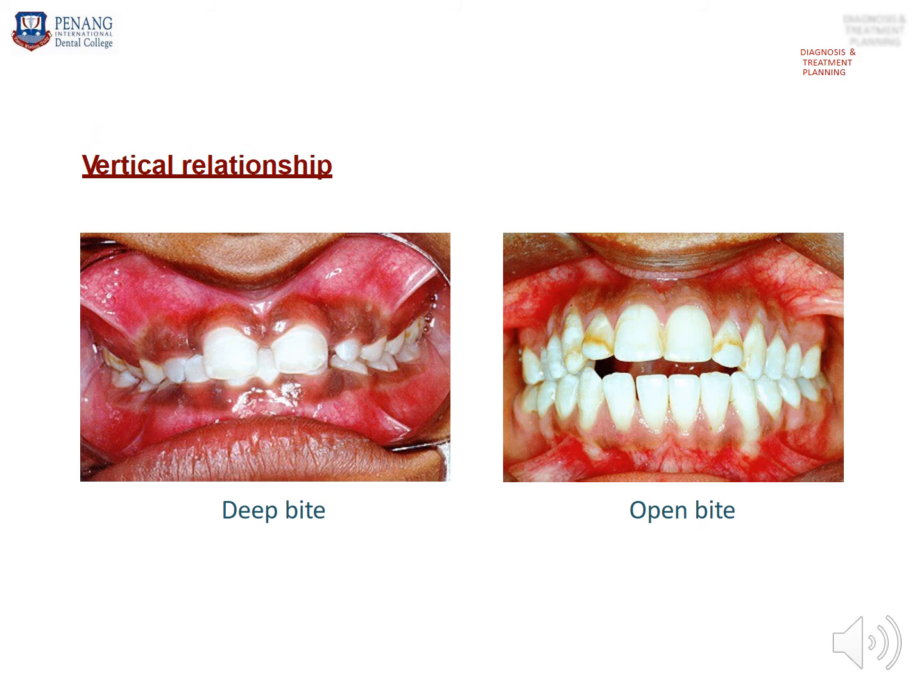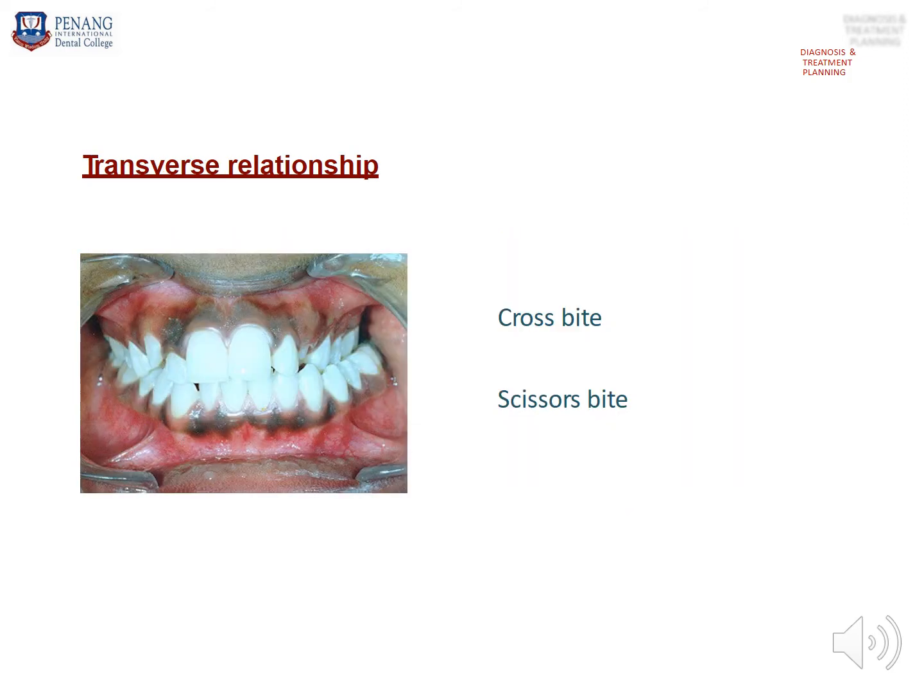Don't forget to check for the vertical relationship of the upper and lower teeth. Patient may have deep bite, or patient may have open bite. If patient has open bite, you need to measure how many mm of the open bite. In this picture it is around 3 mm open bite. And then you also need to check for the transverse relationship, whether patient has any cross bite or any scissors bite. So it's quite simple to check intraorally, okay?